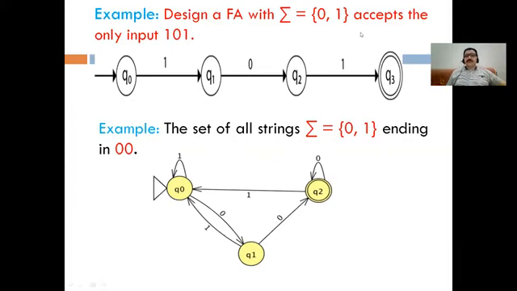So this is the simple example. Now the next example is, suppose the set of all strings, sigma equals {0, 1}, ending in 00. It means that the ending must be 00, two consecutive zeros minimum, right? And the initial starting may be 1 or 0, whatever.